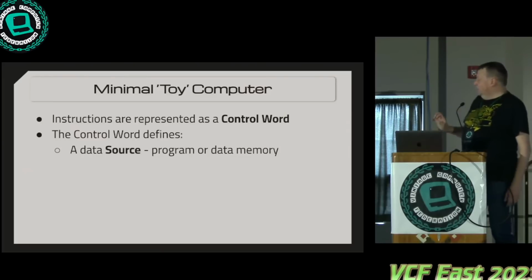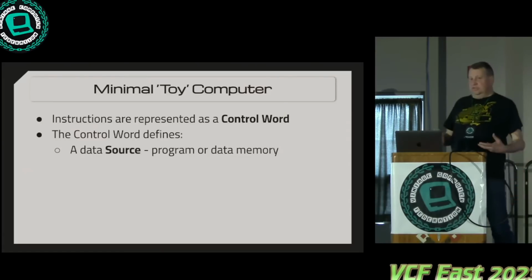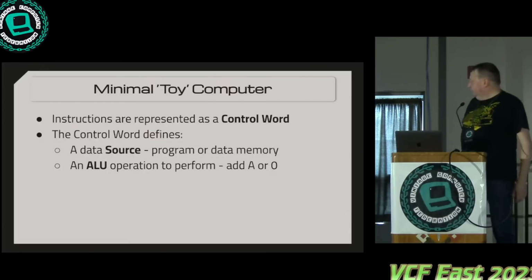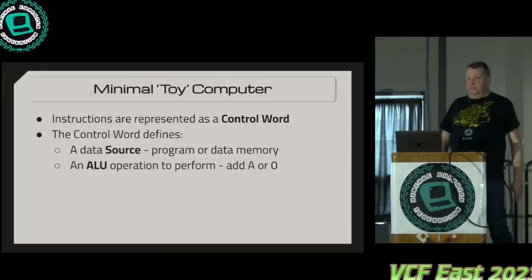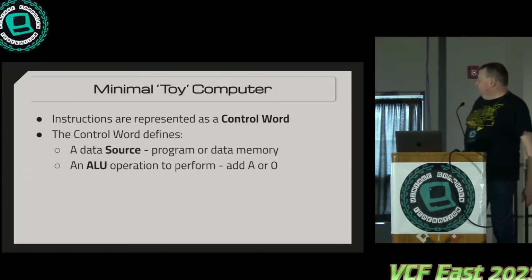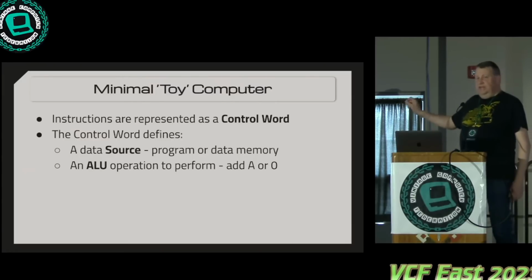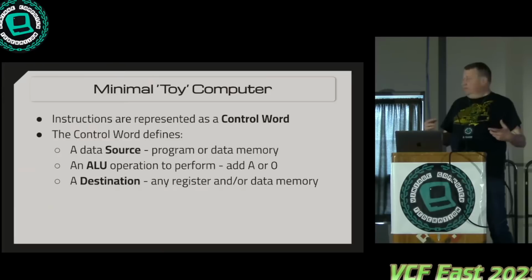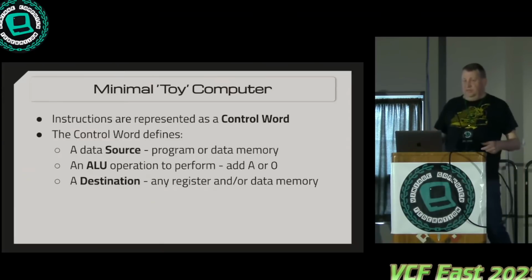And that control word is going to define a source. In this simple example, we're going to use either the program memory or the data memory as our source. Then there's going to be an ALU operation to perform. In this example, we're just going to add the accumulator, or we're going to add 0. And then the destination register is where the result goes. We can specify any of our registers, so we can actually send that to the program counter to do a program jump.